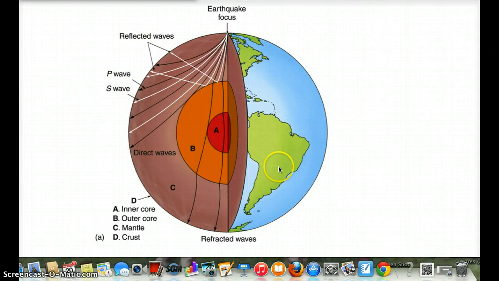So I just want to reiterate why we're doing this: it is to explain how scientists know about the interior of the Earth.